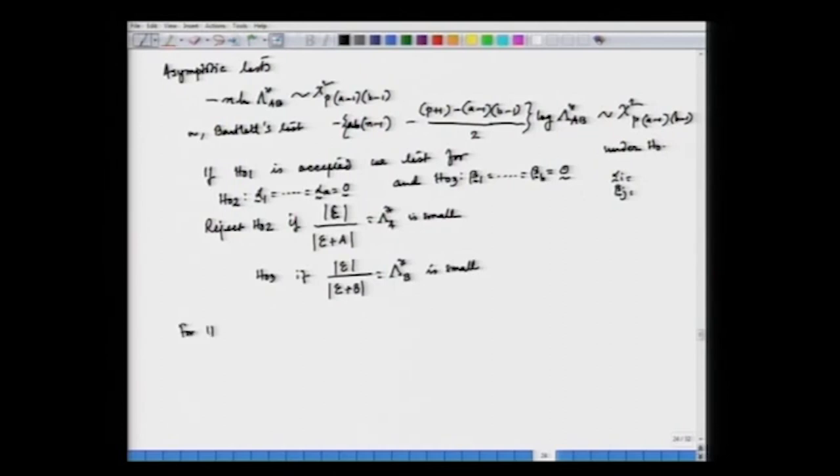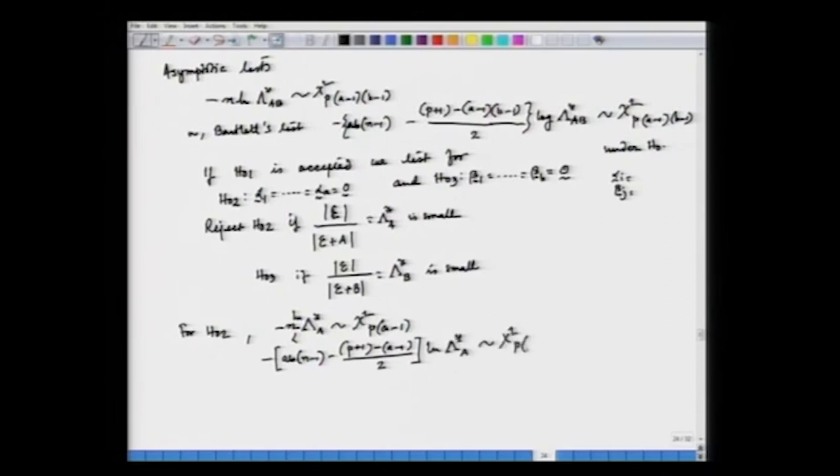For the second one, that is for H naught 2, I can use that N lambda A star. This asymptotically follows a central chi square with P times A minus 1, we have A levels of the factor A, or with Bartlett's correction, we have A B N minus 1 minus, P plus 1 minus A minus 1 by 2, the correction factor, with log of lambda A star, minus n log lambda A star.